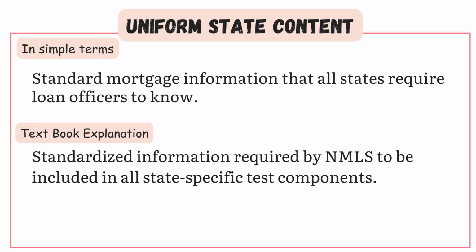Uniform state content. In simple terms, it is standard mortgage information that all states require loan officers to know. As per textbook definition, uniform state content is standardized information required by NMLS to be included in all state-specific test components.